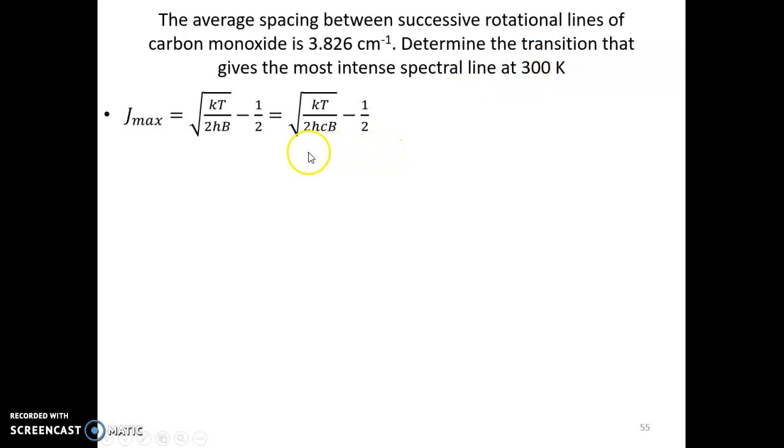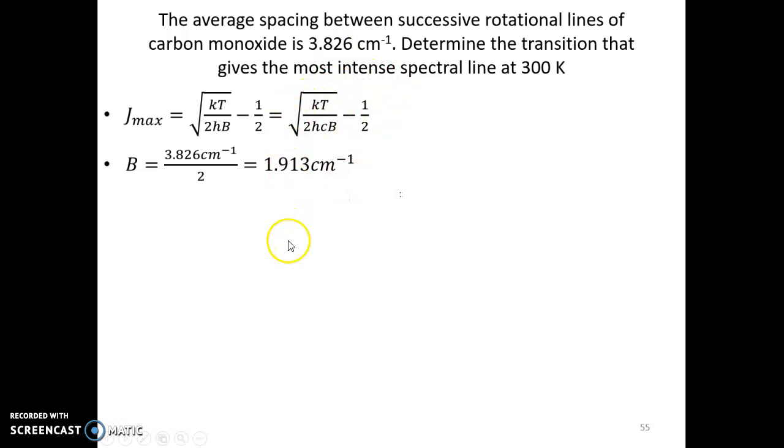So we have our J max to be equal to this. We're going to use this equation because our B is given. 3.826 per centimeter is the spacing, so what is B? B is 1.913. Why did we divide 3.826 by 2? Because it says the average spacing, and if you recall, the average spacing is 2B. That's 2 multiplied by B, so we can obtain our B.